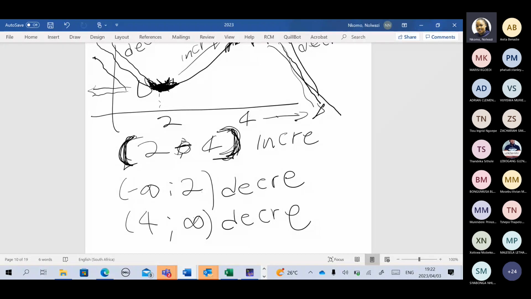Do we have questions? Hi, ma'am. I only have one question. I understand everything you said about the intervals. I only want to know, how did you plot this graph with the points you were given?